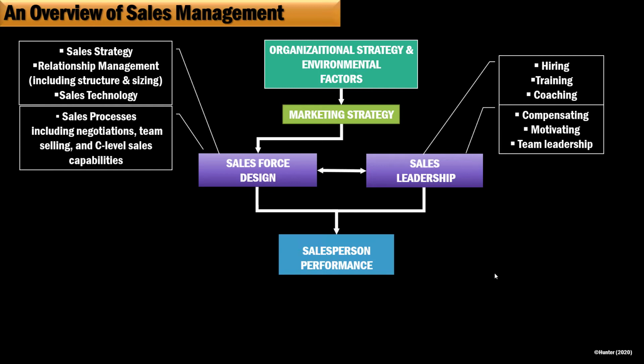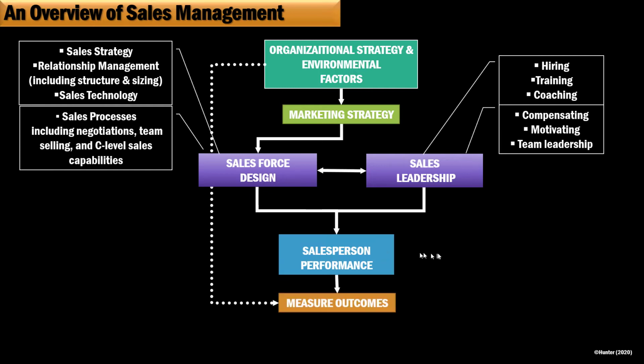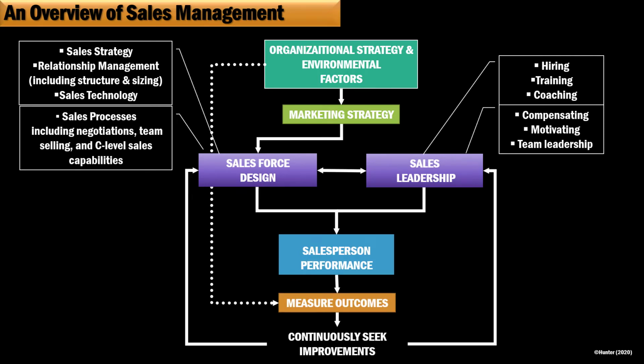Leadership and design are going to be the two big things that we'll talk about in the class. And those things basically drive salesperson performance. So what you're trying to do is improve the output or the outcome that salespeople can achieve. Then you're going to measure those outcomes and continuously seek improvement to try to improve the design or the leadership processes that you're implementing. So that's what I would use as an overview of sales management and a quick introduction for some of the things that are associated with sales management.